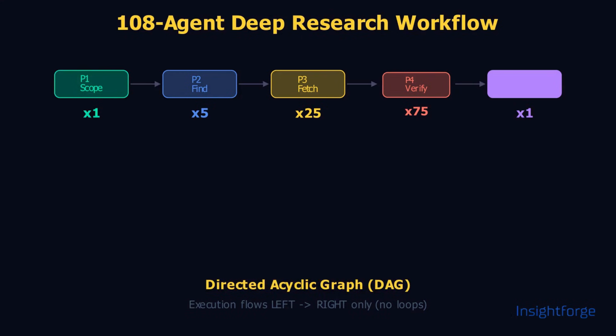What makes this system incredibly reliable is its structure. It runs as a Directed Acyclic Graph, or DAG. Because execution only flows forward, with no backward loops, it guarantees structured progress without getting caught in infinite circles.